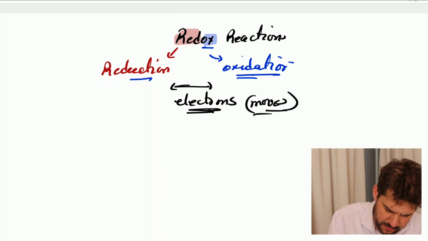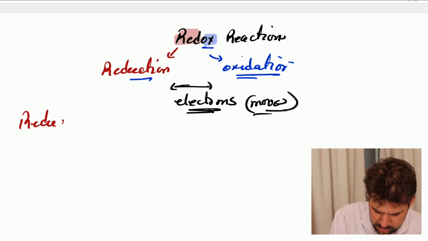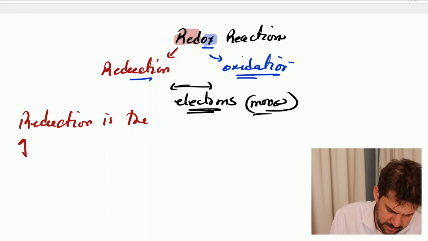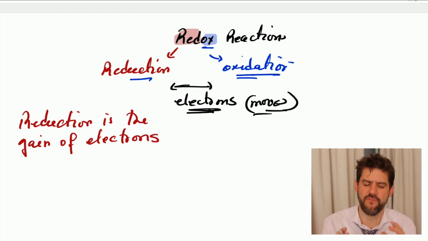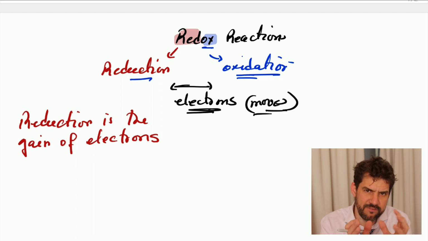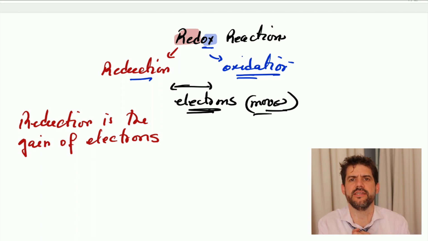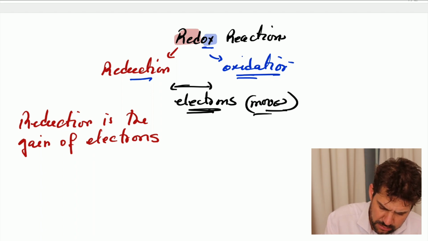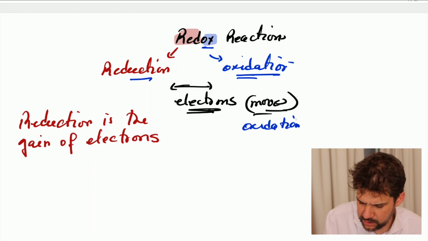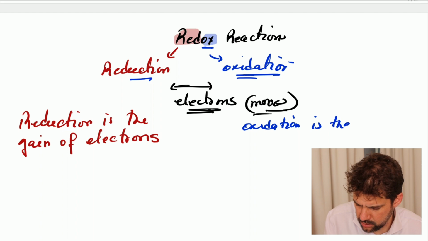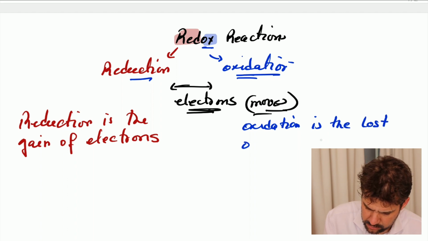Reduction, let's write it right here. Reduction is the gain of electrons. All right, so whatever substance gains electrons, we say that that substance is being reduced. Oxidation is the loss of electrons.